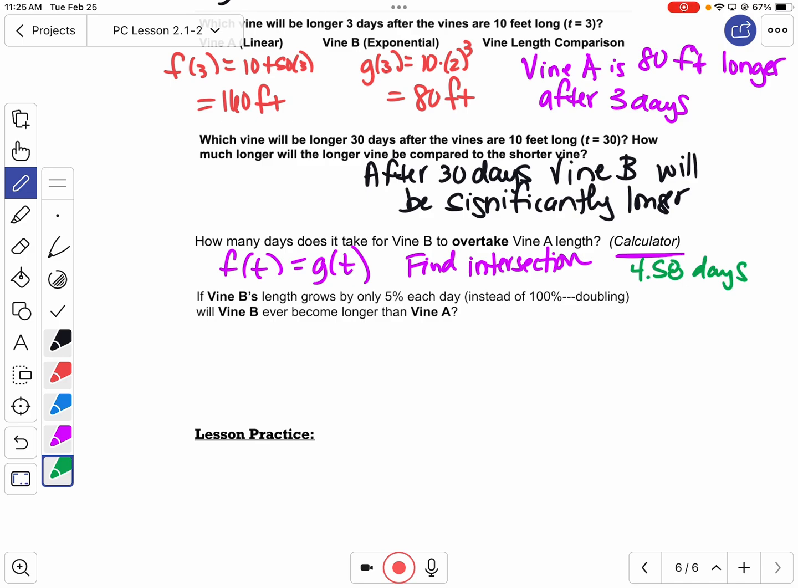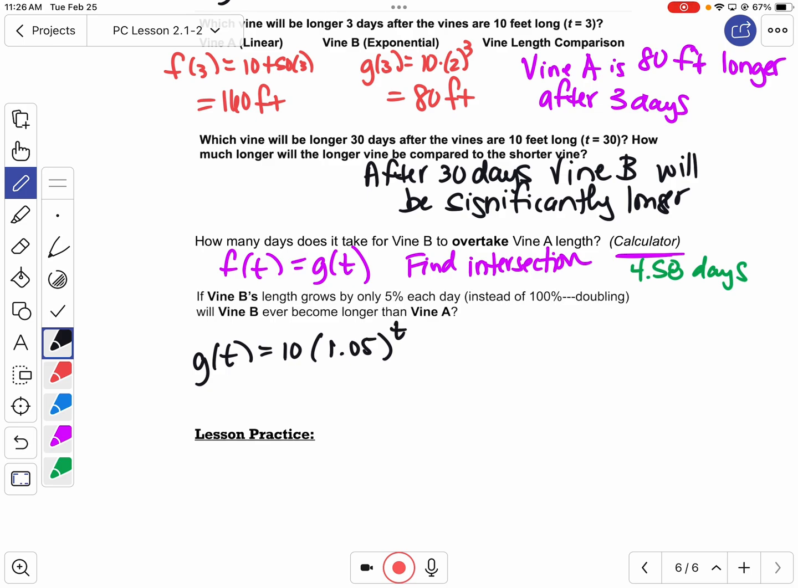Now, if vine B's length grows only 5% each day instead of 100% where it's doubling, will vine B ever become longer than vine A? How is that going to change vine B's equation? If it only grows by 5%, instead of doubling where I had a 2, we've got a 0.05, right? But we have to keep it greater than 1, remember, because it's growing. So 1.05 to the t.